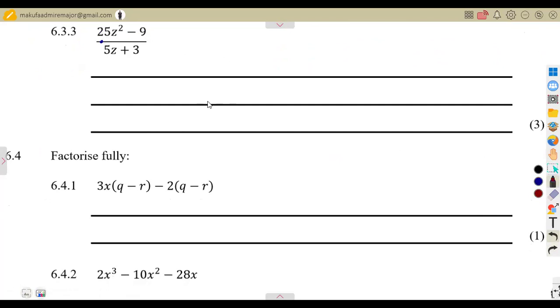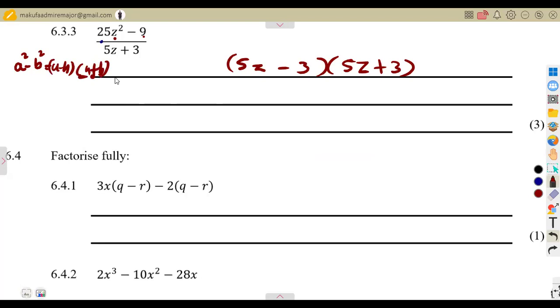So remember the difference of 2 squares, the square roots of these: square root of 25, the square root of z squared, the square root of 9. So one bracket will subtract, another bracket will add. The difference of 2 squares: a squared minus b squared is equal to a minus b into a plus b, where a and b are the square roots. So we are determining the square roots of these numbers.